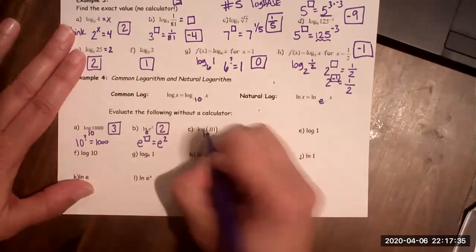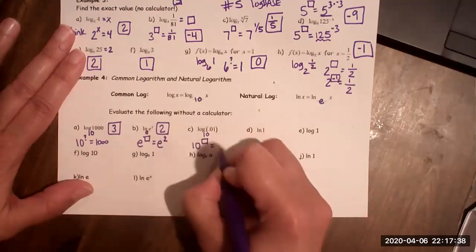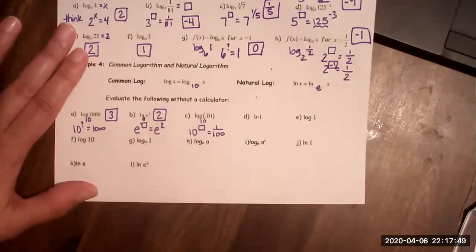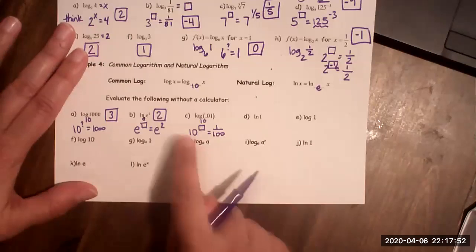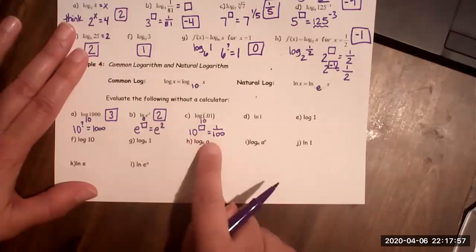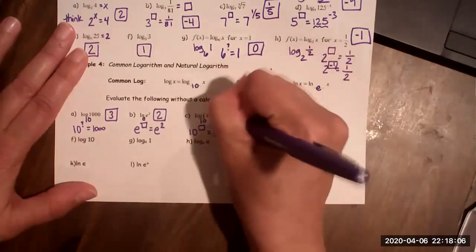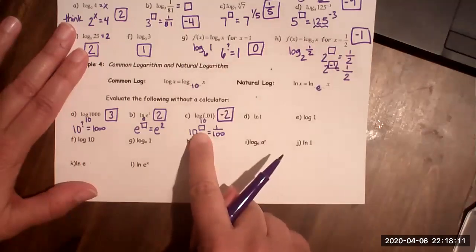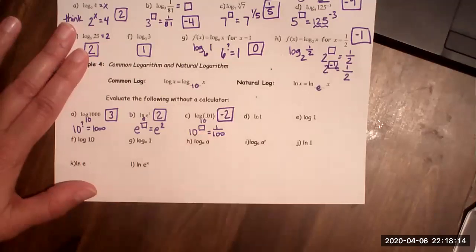Put your little 10 down here. 10 to the what power equals 0.01. Instead of writing 0.01, write that as 1/100th. 0.01 is the same thing as 1/100. So what you're trying to decide is what exponent would turn 10 into 1/100th. Well, I could turn 10 into 100 by making it squared. So if I want the 100 to go to the bottom, I just have to make the exponent negative. So my answer is -2. 10 to the negative second power is 1/100. That's what I'm looking for.